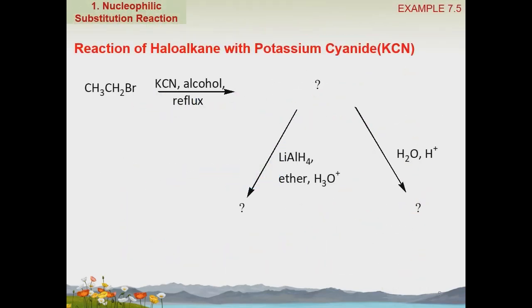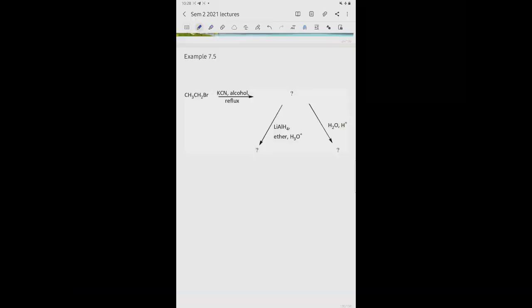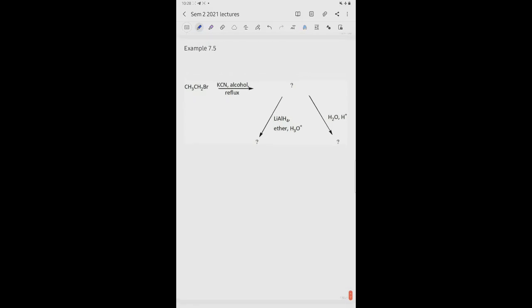For example 7.5, let's listen to Madam Tipa explaining how to answer these questions. The haloalkane can react with KCN in alcohol and reflux to form cyano compound. Okay, so how to draw the cyano compound? Okay, this is nucleophilic substitution.